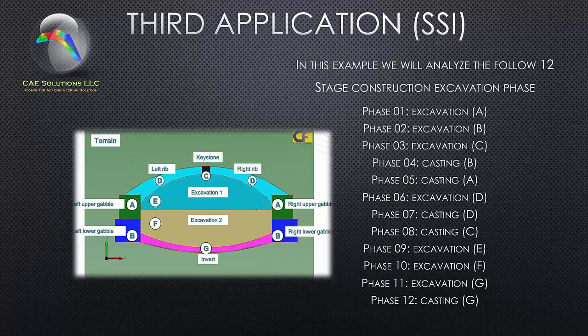We have different phases, and they will be shown here. Again, in this example, we will analyze the following 12 stage construction excavation phases. We'll mention 1, 2, 3, and then 12. Phase 1 is excavation level A, excavation B, excavation C. Then you have the casting B, casting A, excavation D, casting D, casting C. Excavations E, F, and G for phases 9, 10, and 11. And last, phase 12, which is casting G.